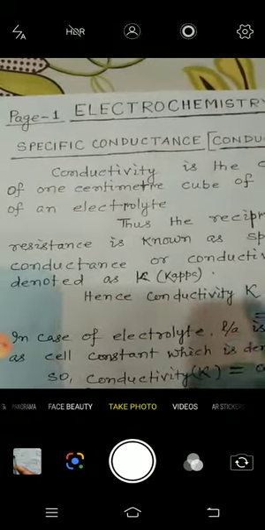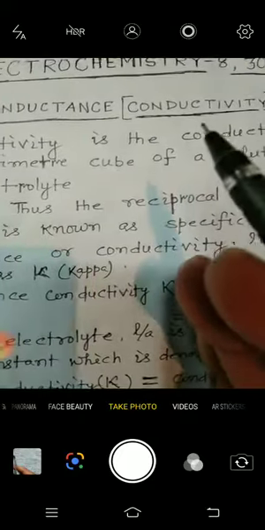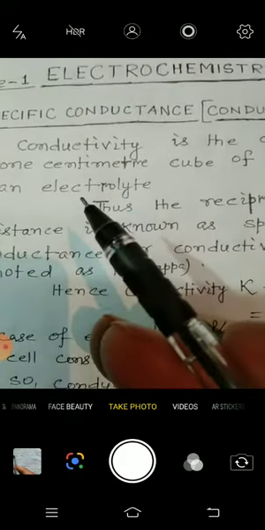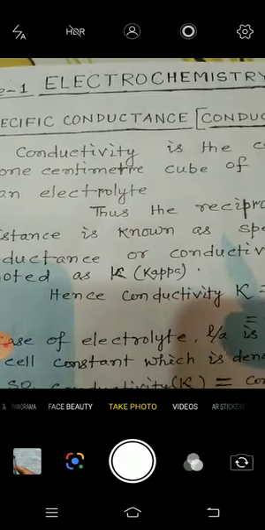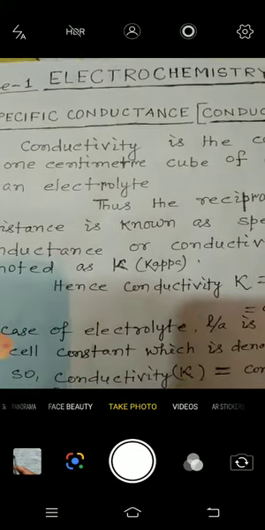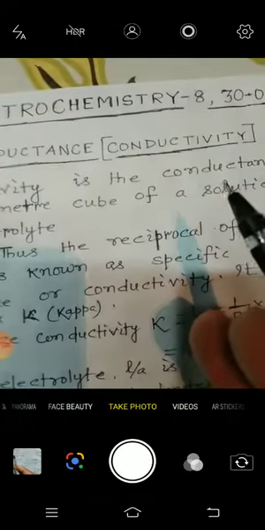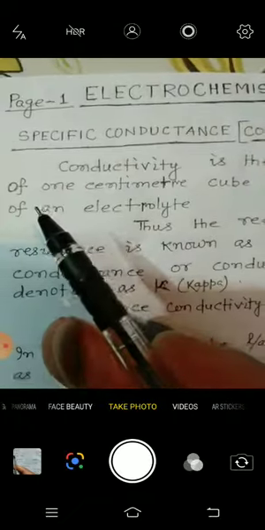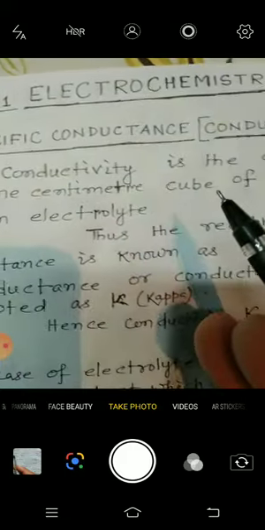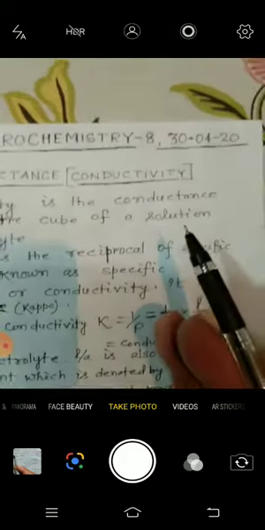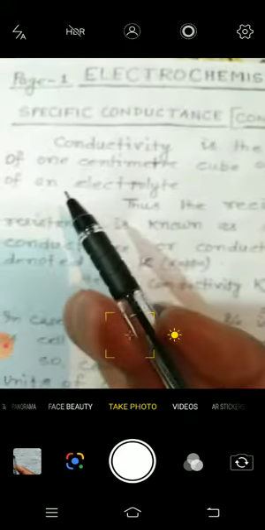Now there are some other terms which are very important. Specific conductance, that is conductivity, is very important. One was resistivity, which is a special case of resistance. Another is the special case of conductance, that is specific conductance, or conductivity. So conductivity is the conductance of 1 centimeter cube of a solution of an electrolyte.